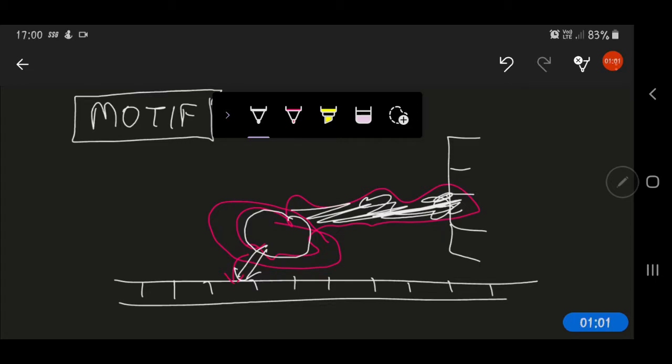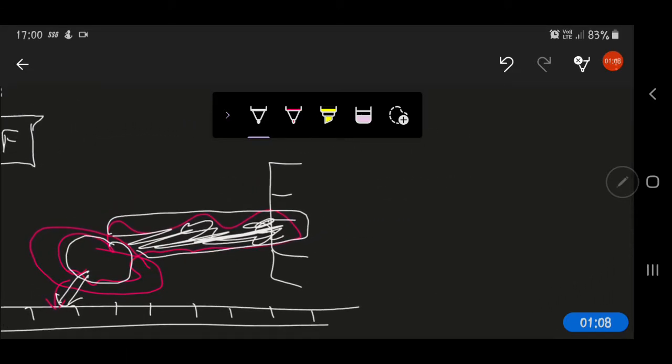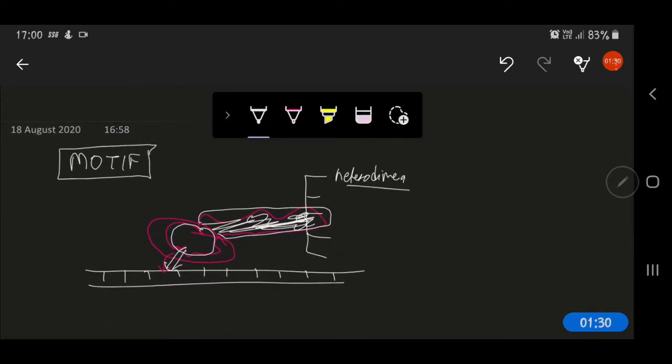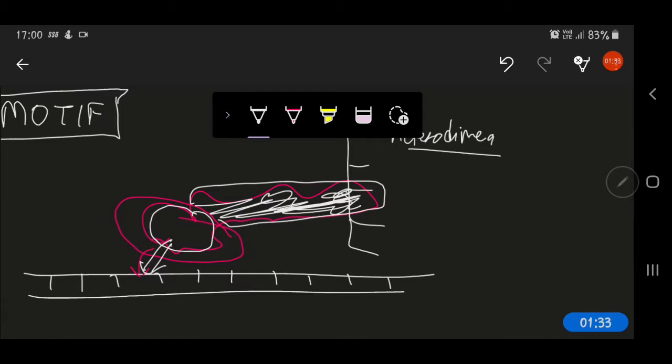So what does the other part of the protein do? It may act as trans elements, which can act as a heterodimeric area. It may provide a surface for heterodimerization. It may also provide a surface for dimerization. It may also provide a surface for interaction with other coactivators and repressors. So this is a brief introduction to what a motif is. We will discuss motifs in great detail now.